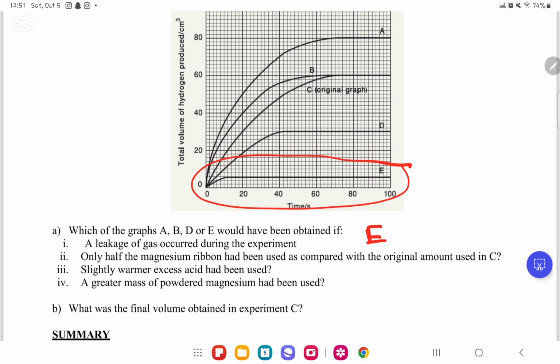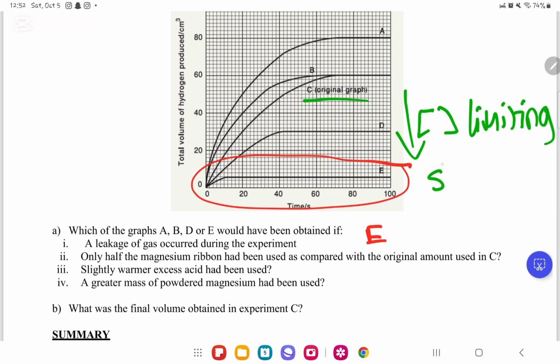Then for part II, only half the magnesium ribbon had been used compared to the original amount used in C. C is the original graph. So they're telling us half the amount of magnesium ribbon. So the concentration of the limiting reactant, because we said magnesium ribbon is the limiting, decreased because we used half the amount. And because the concentration decreased, then what happens?